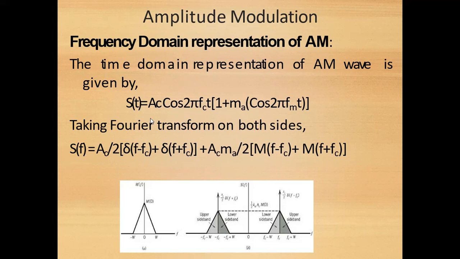Coming to the first term, Ac cos 2 pi fct, the Fourier transform of Ac cos 2 pi fct is an impulse signal. So we can write it as 1 by 2 del of omega minus omega c plus del of omega plus omega c. Instead of omega, we can write here f: del of f minus fc plus del of f plus fc.